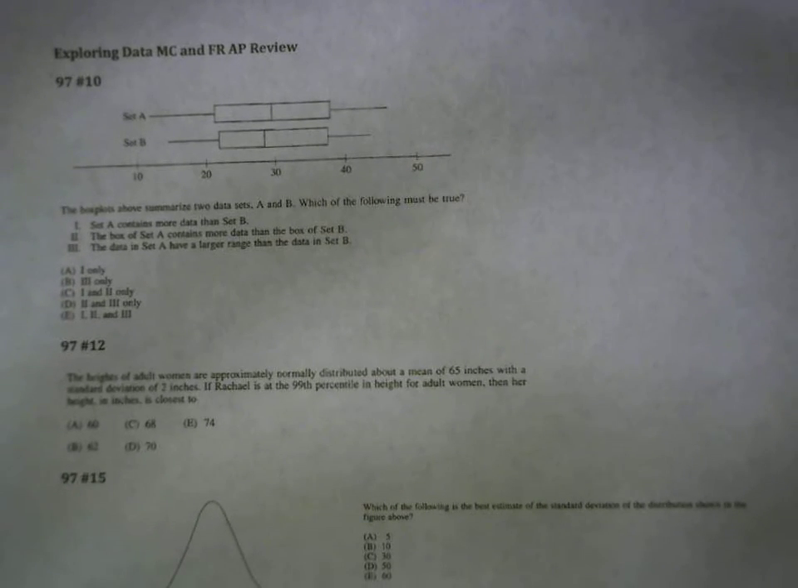Hello everyone. In this video we are going to work out these AP questions for chapter 1 and 2 in case you need to hear any explanations on why something's wrong or right. So the first one is looking at two box plots and you're trying to decide which of the following statements must be true. And so the first one says set A contains more data than set B.